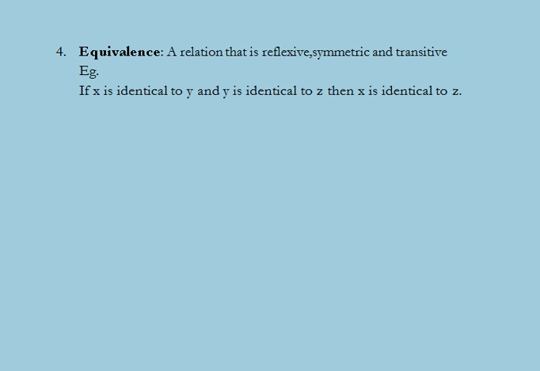Next, we are going to consider equivalence relation. A relation R is said to be equivalent if it is reflexive, symmetric and transitive. For example, if x is identical to y and y is identical to z, then this implies that x is identical to z also. Thus, "is identical to" represents an equivalence relation.